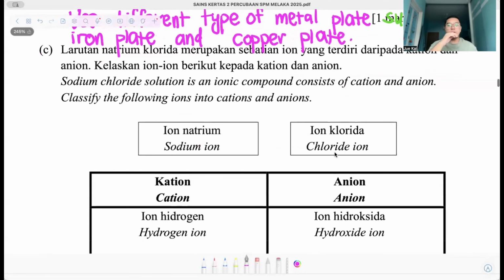Okay, so let's see question C. Sodium chloride solution. You try to tell me what is sodium chloride? If you join my class, as always, I always say this sentence because I already taught this before like 1,000 times. What is sodium chloride? Are you confused right now? Are you still confused?